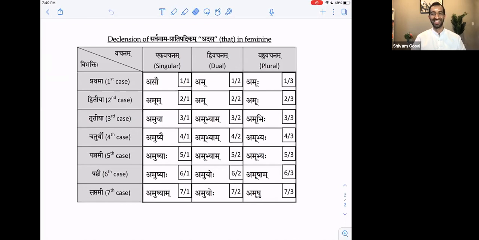Okay. This one, first of all, we have to remember feminine patterns, and then this one will kick in. So what we'll do is we'll just chant the whole thing together, and then we'll look at some exercises. And during the exercises, we'll practice a little bit more.